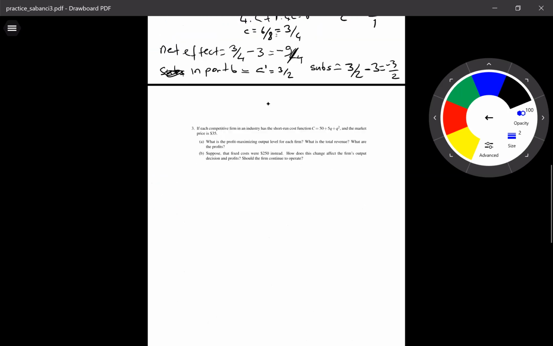Then question 3. Question 3 is about the competitive market. In the competitive market, we have only covered the short run. In the notes I have given you, there is some part for the long run. Don't look at that part. We are just focusing on the short run. Here you are given a short run cost function for the competitive firm.